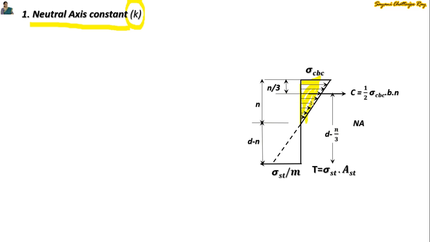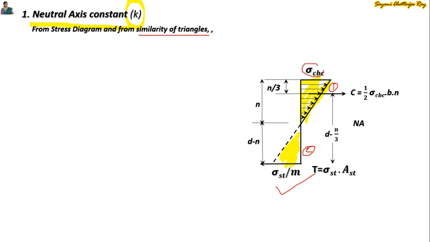So this is the first triangle and this is the second triangle. From these two triangles, let me number them as triangle number 1 and triangle number 2. From this strain diagram and from these two triangles, I will apply the similarity of triangles law, and so we will get sigma CBC divided by n equals to sigma st by m divided by d minus n.